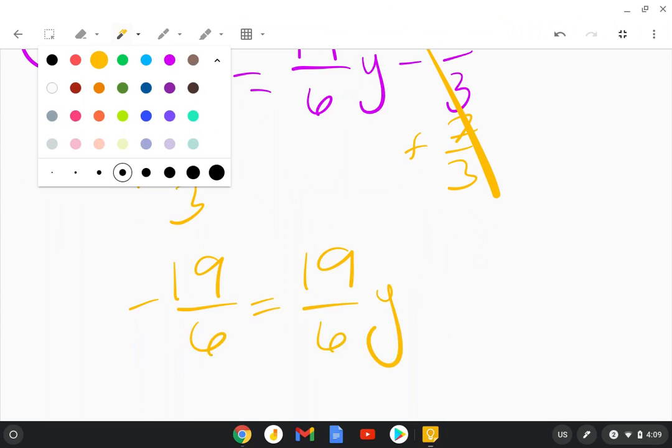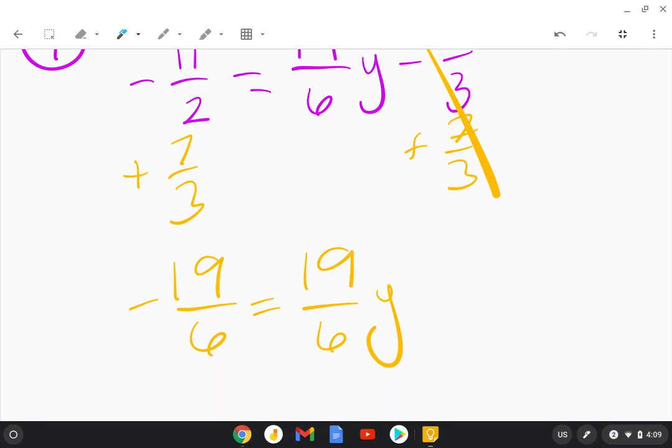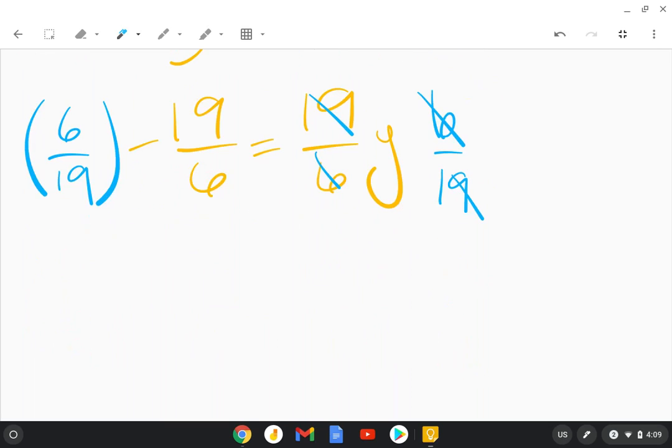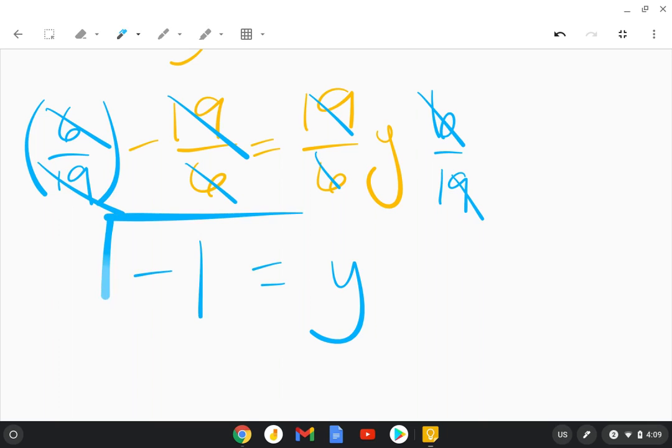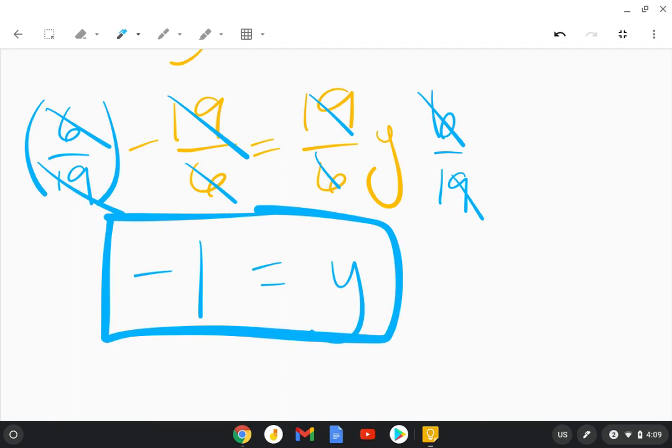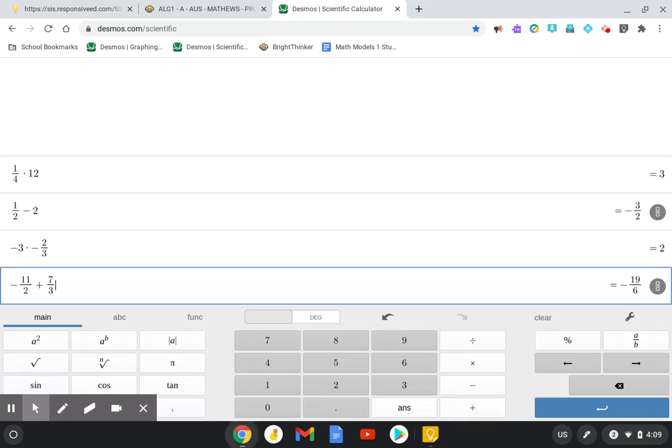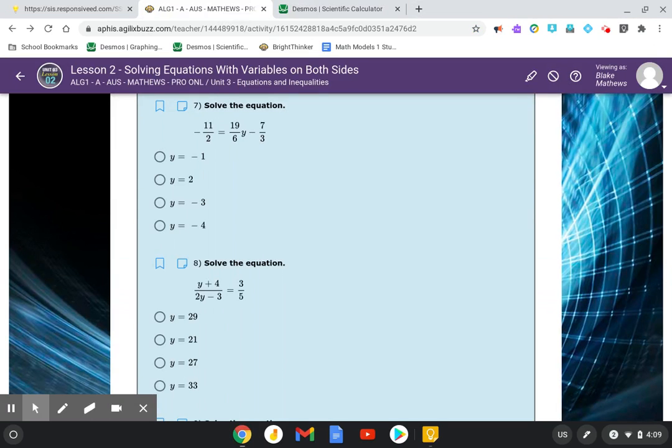Now, that should be kind of obvious what's going to happen there. We know that if we do the reciprocal of this, 6 over 19, and we do it to both sides, these are going to cancel out, leaving me with y equals negative, I shouldn't have done it that way, sorry about that. Let's go back. 6 and 6 cancel, 19 and 19 cancel, leaving you with negative 1 equals y. So that's your solution to number 7 in your unit. So make sure you get that one copied down. 3 more problems to go.